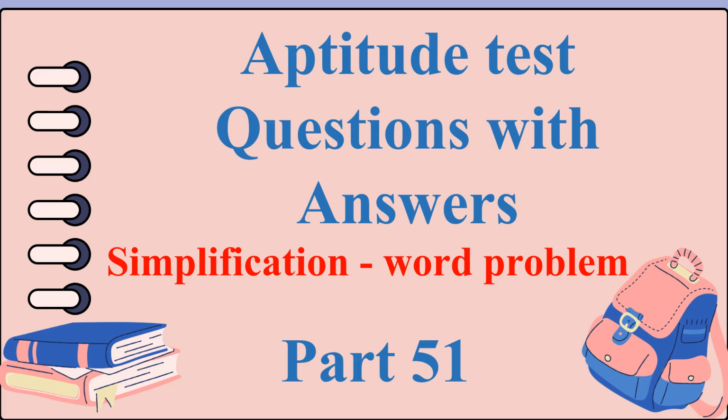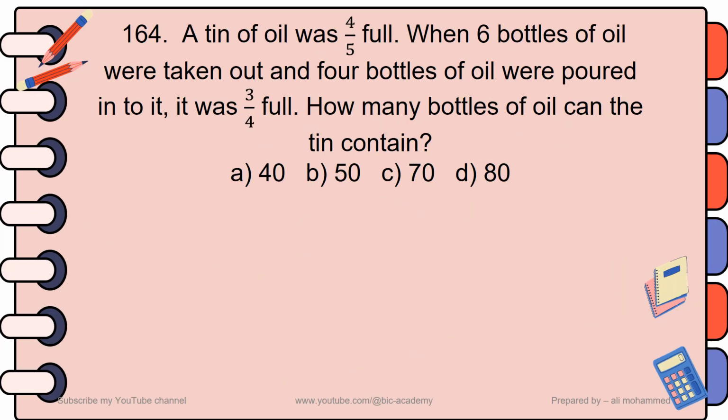Now let's go to the questions. Question number 164. A tin of oil was 4/5 full. When 6 bottles of oil were taken out and 4 bottles of oil were poured into it, it was 3/4 full. How many bottles of oil can the tin contain? A 40, B 50, C 70, D 80.